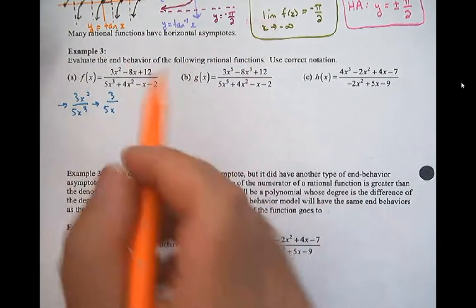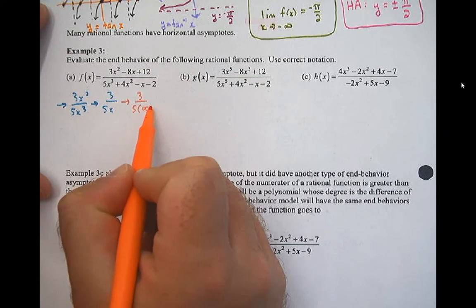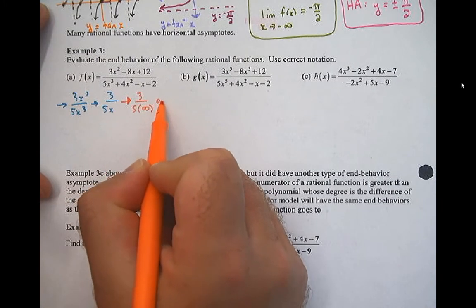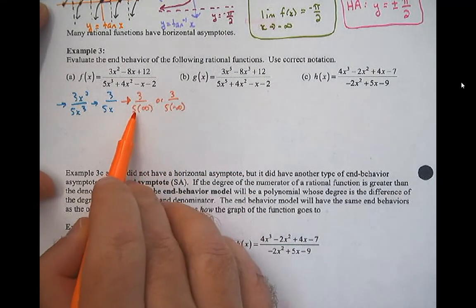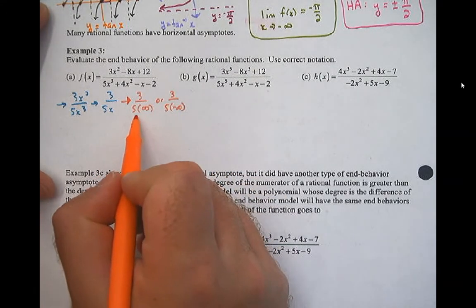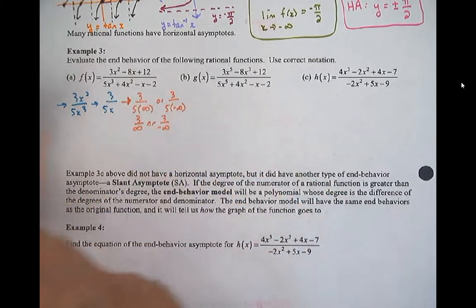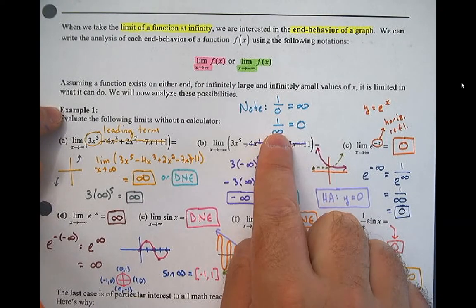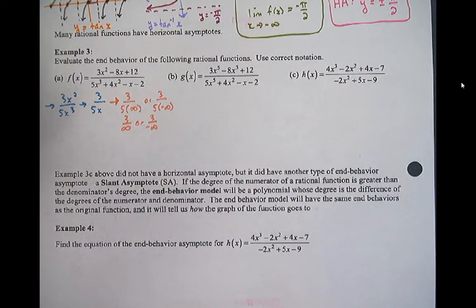And then what I would do here is I would plug in my infinities now. So this would become 3 over 5 times infinity, or 3 over 5 times negative infinity. Well, if I do 5 times infinity, I get infinity. So 3 over infinity or 3 over negative infinity. But we talked about this on the other page. I left a note here, infinity is on the bottom. Now, I don't care if it's positive infinity or negative infinity. If you divide by these massive, massive numbers, your graph is going to level off at 0.